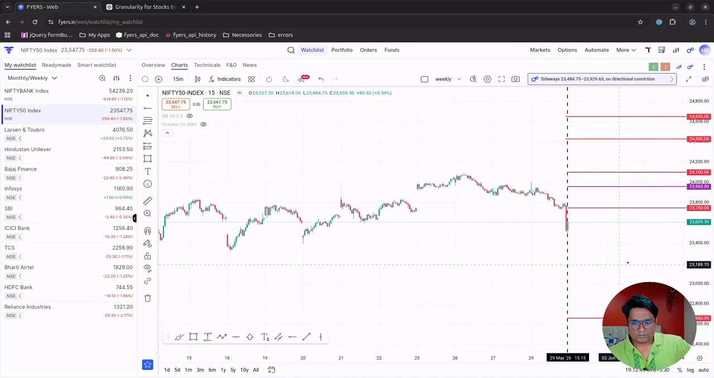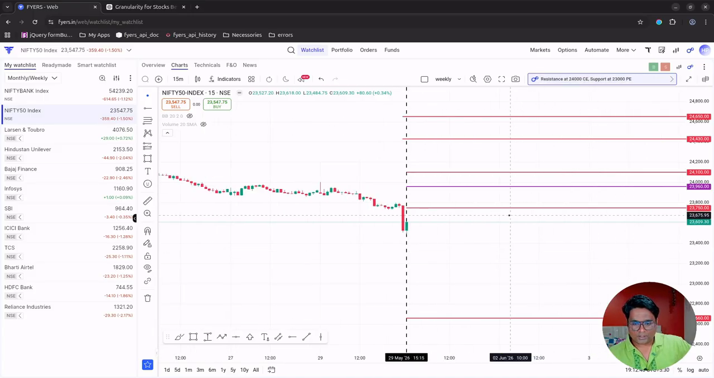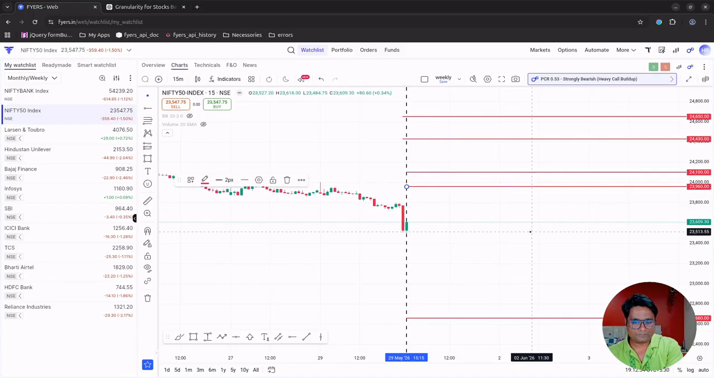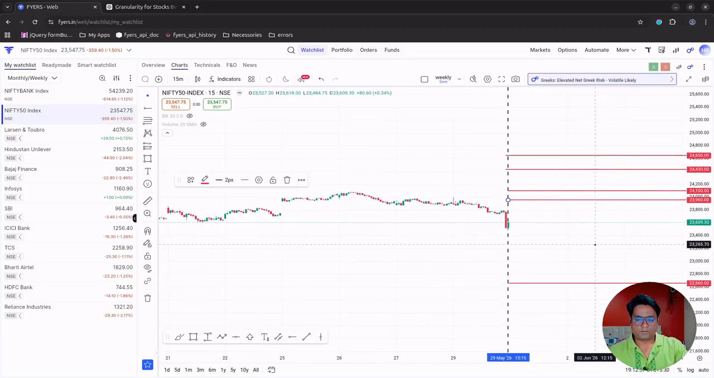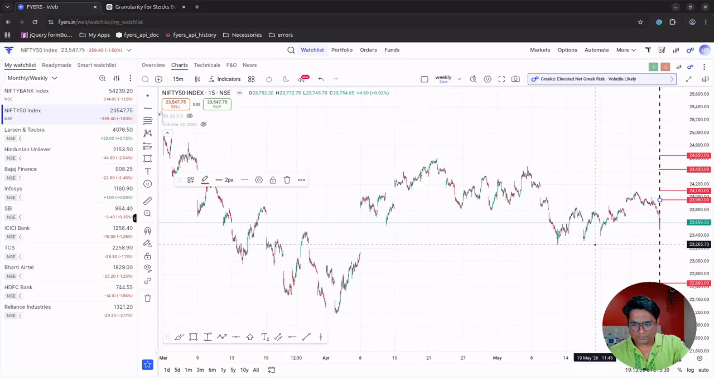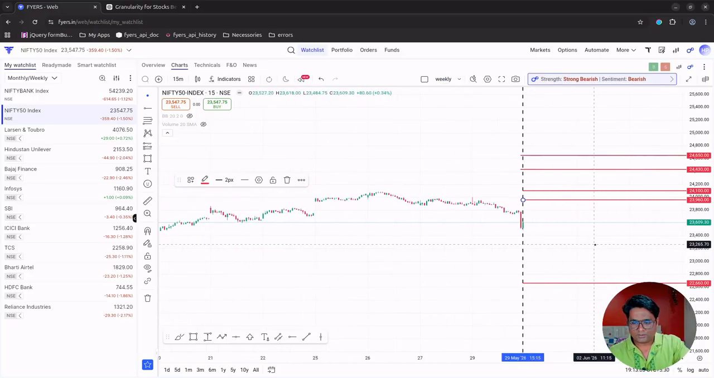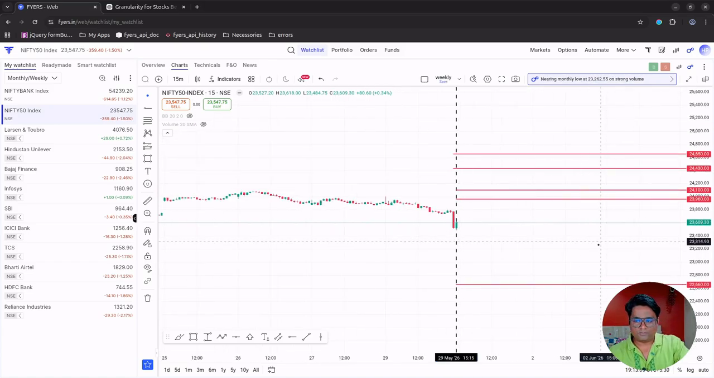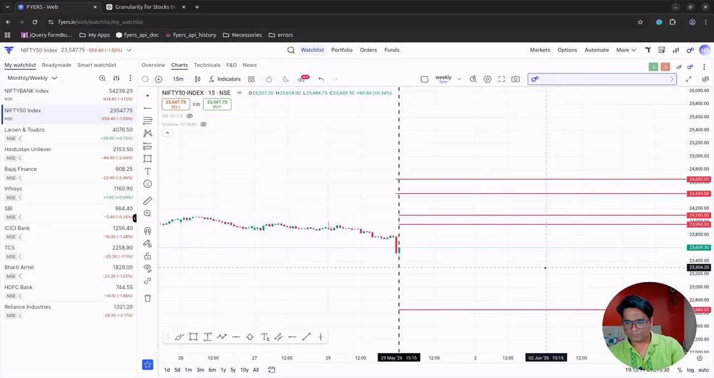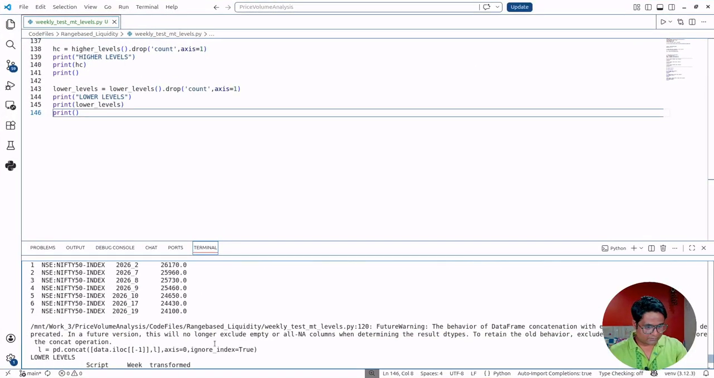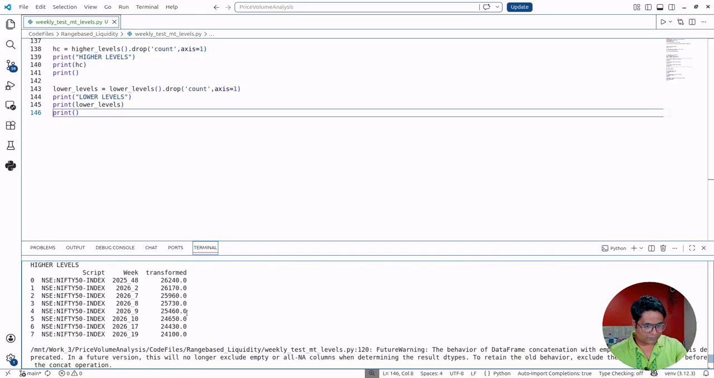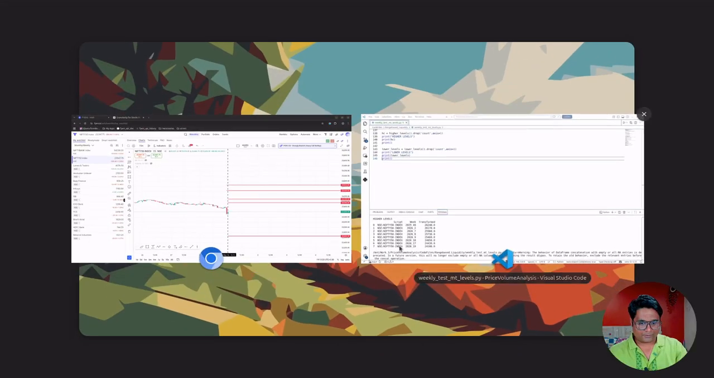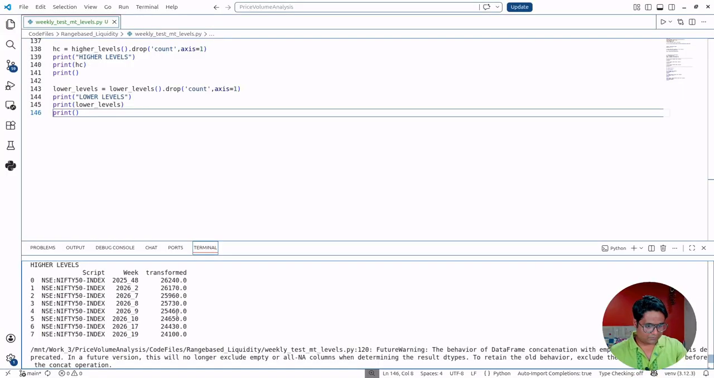Okay, so I'll delete this level and keep this one. It's a kind of tricky situation right here. Let's see how the market fares. These are the levels for Nifty 50 on weekly. Above 24,650, after that we have 25,460.